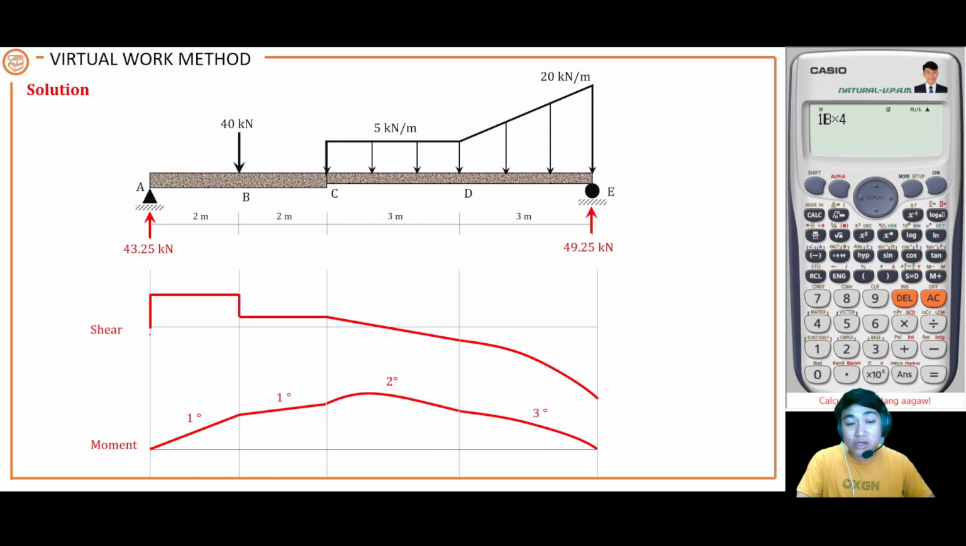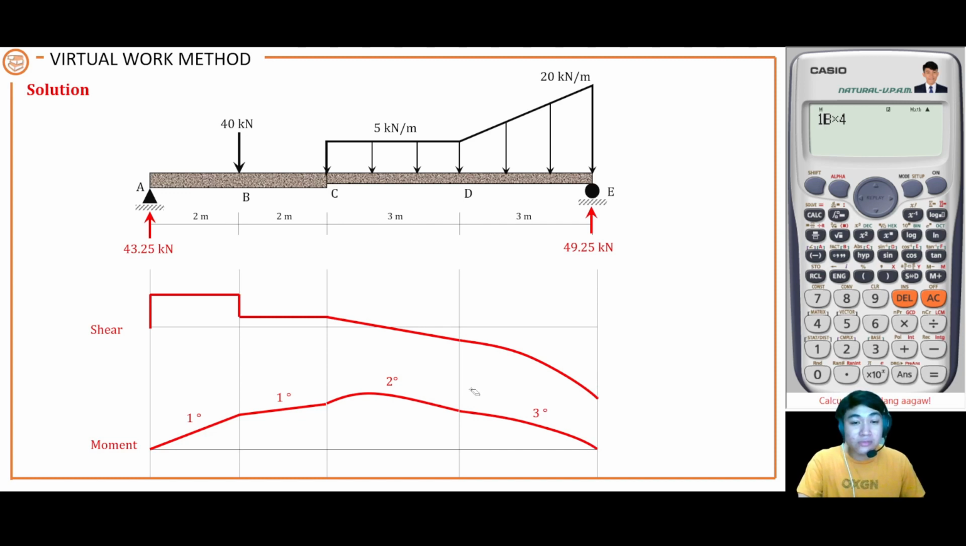I drew here the shear and moment diagram for this beam. Anyway, you don't need to do this. We'll just recall the moment functions. As you can see here, this is the moment diagram of this beam. You have first degree for A to B, first degree for B to C, second degree curve for C to D, and a third degree curve for D to E.